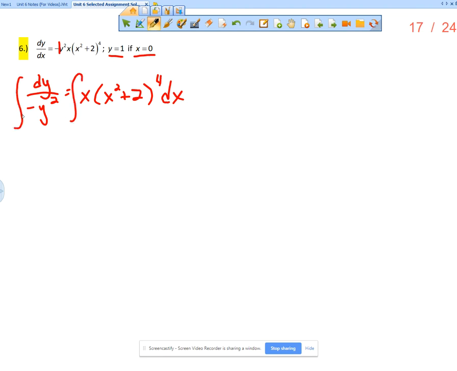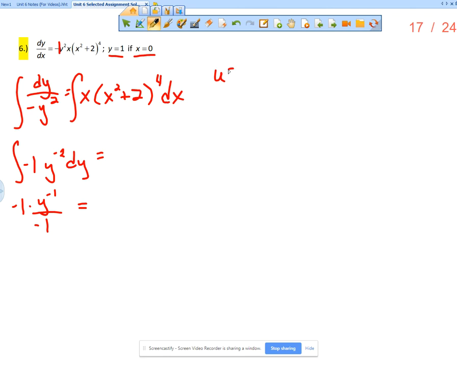All right, on the left side, this is dy over negative y squared. So this is really like the integral of negative 1 y to the negative second dy. All right, so that means I have the negative 1 times, what is the integral of y to the negative second? I'm going to add 1 to the power, so y to the negative first over negative 1. And then, of course, plus c, but remember, we're only going to add in the c once. So on the right side, I have the integral of x times the quantity x squared plus 2 to the fourth with respect to x.